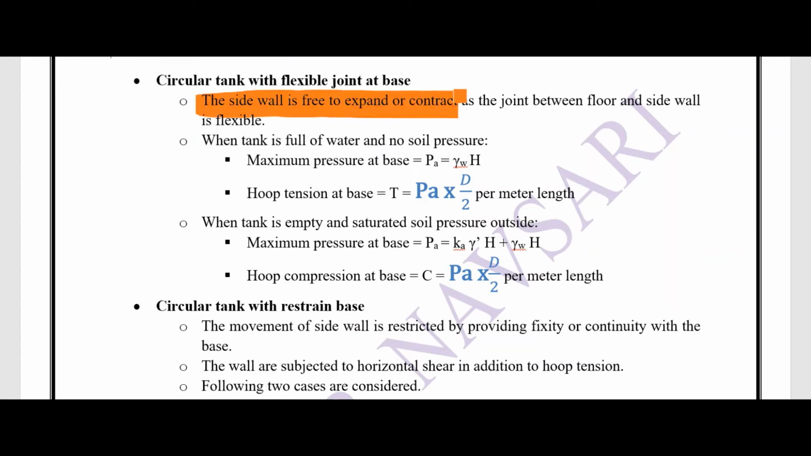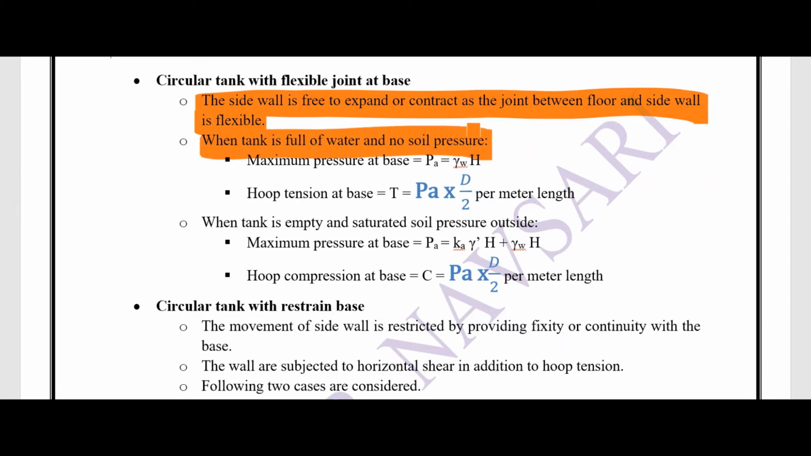The side wall is free to expand and contract, and the joint between the floor and side wall is flexible. Condition 1: the tank is full of water, no soil pressure outside. The maximum pressure at base, PA is equal to gamma W into capital H. So hoop tension at the base, capital T, is equal to PA into D by 2 per meter length.